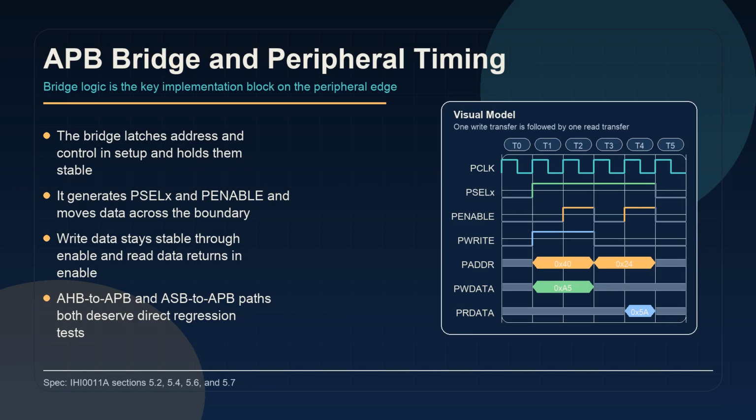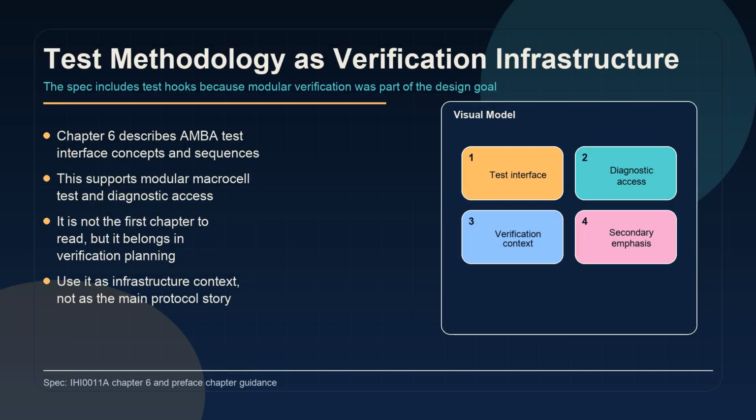On the peripheral side, the main implementation block is the APB bridge. It latches address and control in setup, generates the select and enable sequencing, and moves data between the system bus and the peripheral edge. The timing view here shows one write transfer followed by one read transfer, so you can see address hold, write data hold, and read data return in the enable phase. If your project uses both AHB and ASB bridge paths, both deserve explicit test coverage instead of assuming one path proves the other.